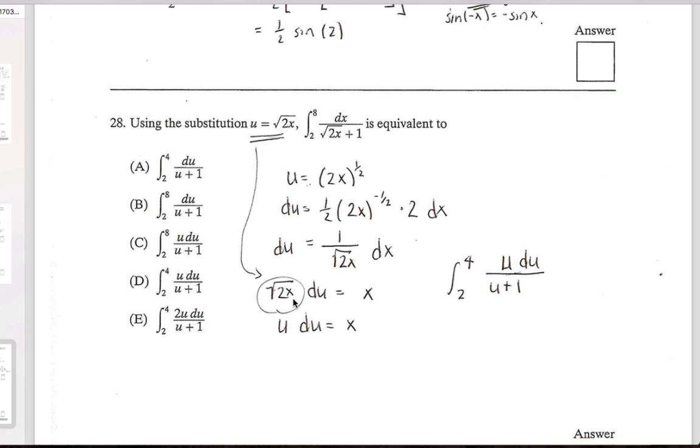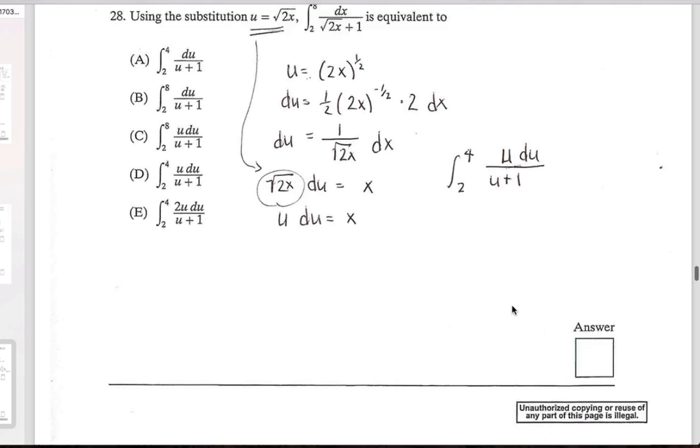I don't like this because remember, you can never mix and match the x's and the u's. I need to get it all in u's. But I note that this root 2x was the definition of my u. So I can replace this with a u, and now I'm happy because this is u du. Go back to the original problem. Change to u bounds, need all u's. So root 2 times 2, root 4 is 2. Root 8 times 2, root 16 is 4. Then instead of my dx, I now have a u du. So replace that with a u du. And then I have u plus 1 on the bottom. That's my answer to that one.